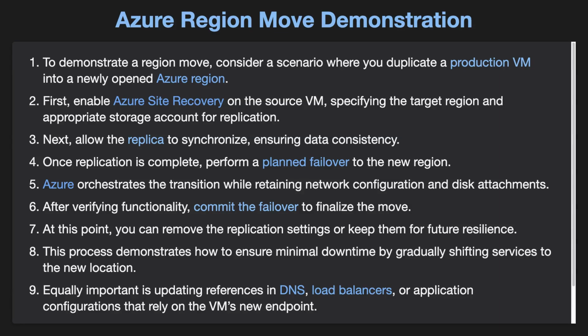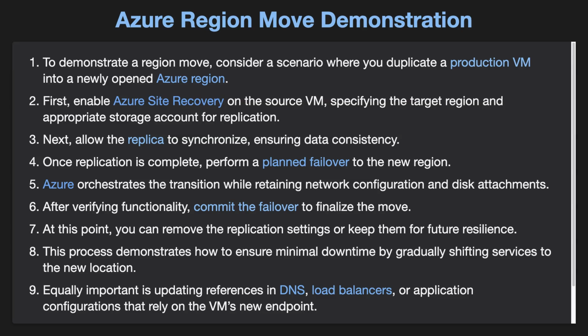To demonstrate a region move, consider a scenario where you duplicate a production VM into a newly opened Azure region. First, enable Azure Site Recovery on the source VM, specifying the target region and appropriate storage account for replication. Next, allow the replica to synchronize, ensuring data consistency. Once replication is complete, perform a planned failover to the new region. Azure orchestrates the transition while retaining network configuration and disk attachments. After verifying functionality, commit the failover to finalize the move. At this point, you can remove the replication settings or keep them for future resilience.